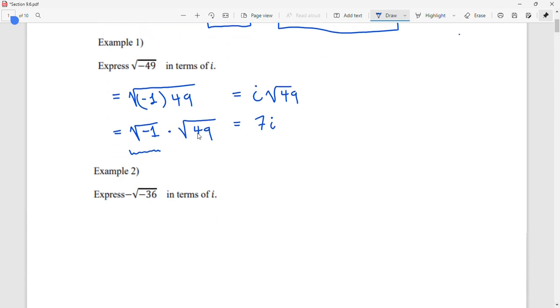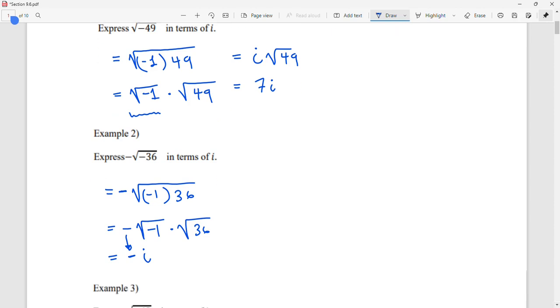In example 2, we can do the same process. Let's rewrite this as a negative square root of -1 times 36. We could split this into two radicals. This is the square root of -1 times the square root of 36. The square root of -1, that's i, and so this negative just drops in the front. That's going to give us -i. And we'll multiply that by the square root of 36, which is 6. So this simplifies to -6i.